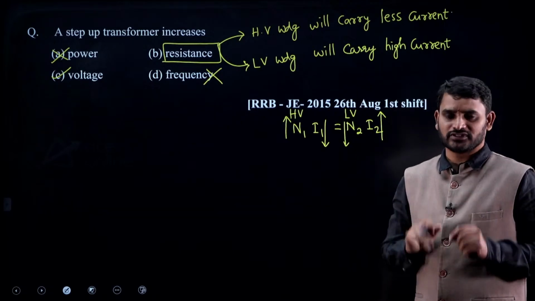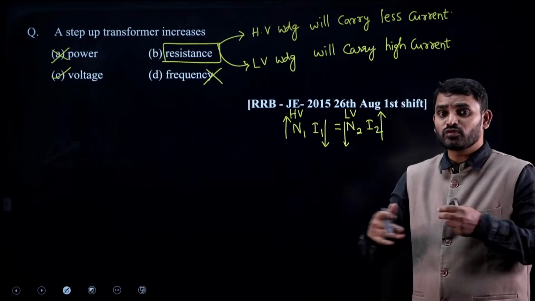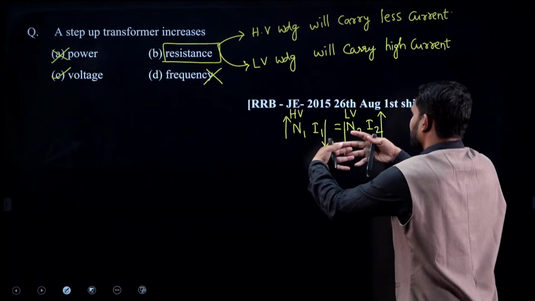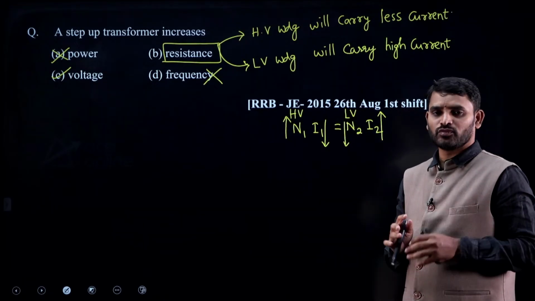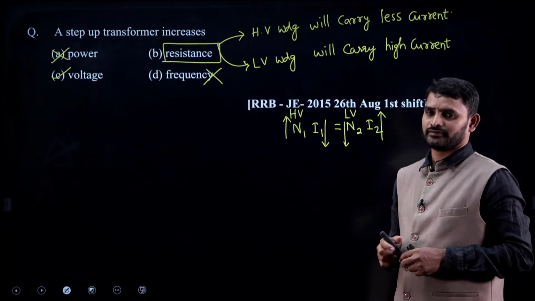They should be equal and opposite. Then only the transformer will be a stationary device. It won't move because the fluxes can be compensated, can be cancelled, and it won't move. The transformer is a stationary device, it is not going to be a rotating device.